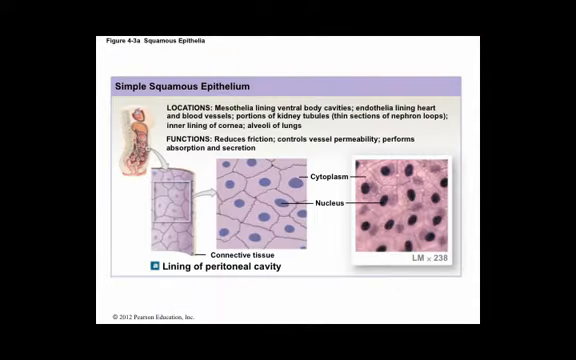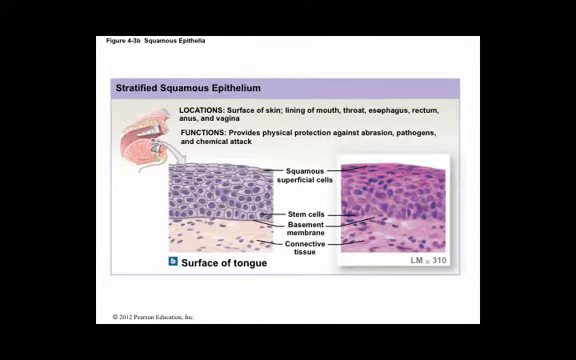Simple squamous has 1 layer of flat cells and is used in places where absorption and diffusion must occur easily, such as the blood vessel lining, the lining of the heart, and the alveoli of the lungs. Stratified squamous has many layers of flat cells and is used in places where durability is required, such as the skin and the lining of the mouth, the rectum, and the vagina.